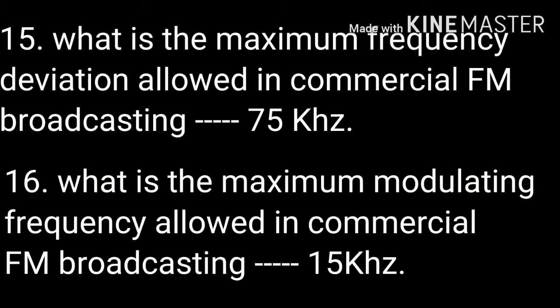Next bit, what is the maximum frequency deviation allowed in commercial FM broadcasting? It is 75 kilohertz. Next bit, what is the maximum modulating frequency allowed in commercial FM broadcasting? It is 15 kilohertz. Here the 15th question is the maximum frequency deviation allowed in commercial FM, 75 kilohertz, and the 16th question is the maximum modulating frequency allowed in commercial FM broadcasting, 15 kilohertz. See the difference between the 15th question and the 16th question.